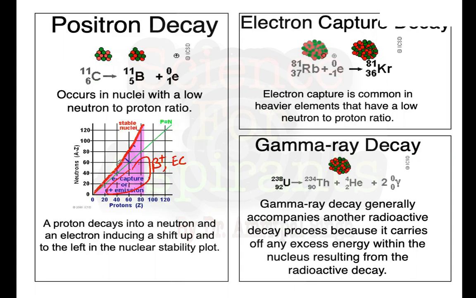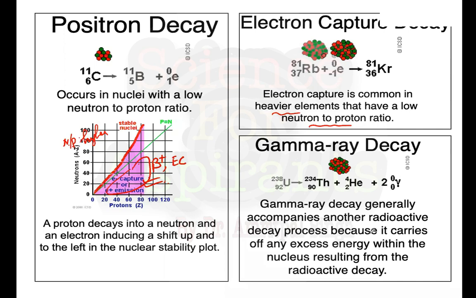Electron capture is also common in heavier elements. They have a low neutron to proton ratio. So all those elements whose neutron to proton ratio is less lie somewhere here in this region. And beta minus emission occurs for those whose neutron to proton ratio is high.